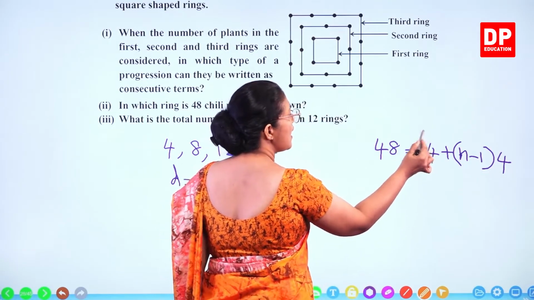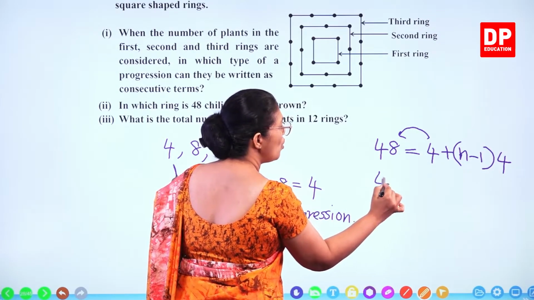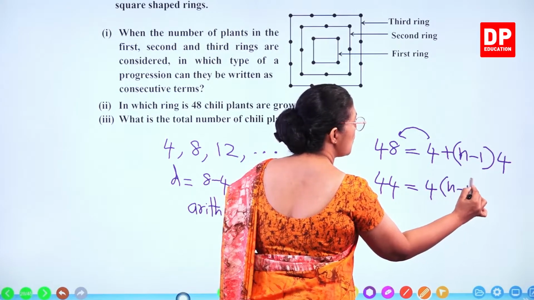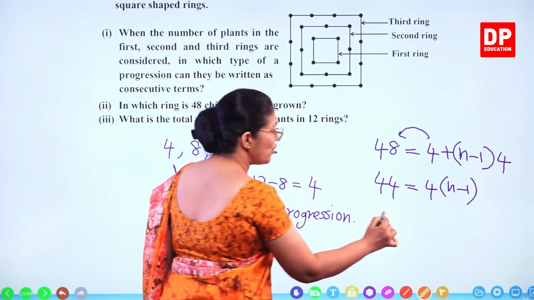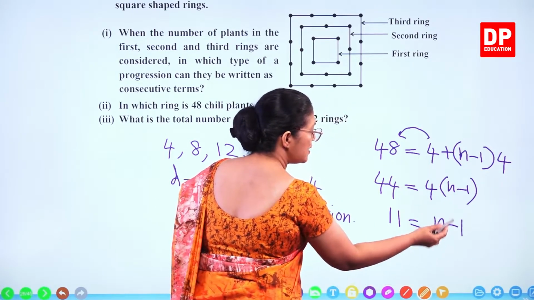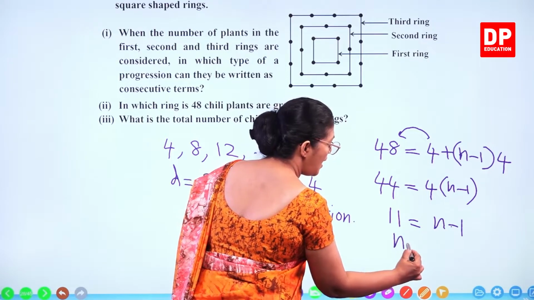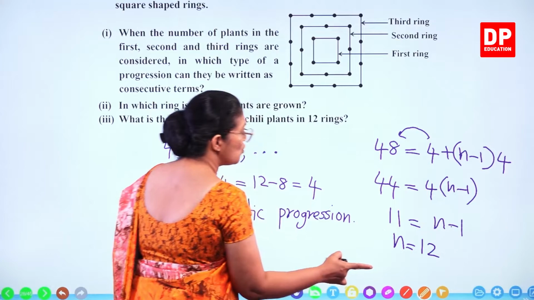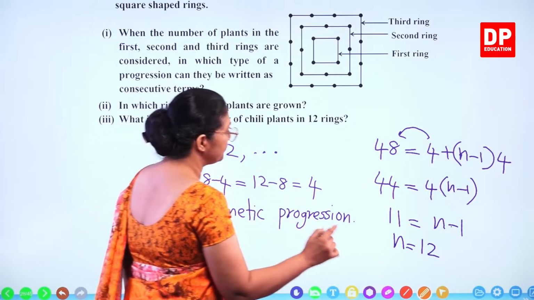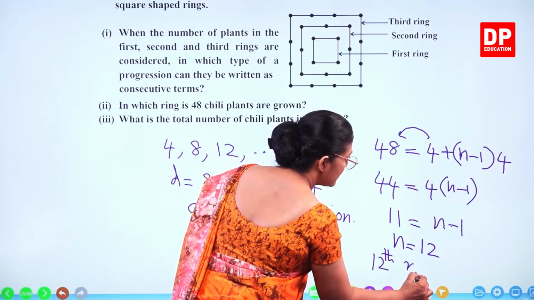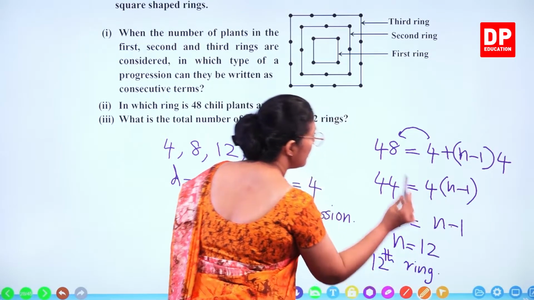Take 4 to this side. 48 minus 4, you get 44, equals 4 times n minus 1. Divide both sides by 4. You get 11 is equal to n minus 1. Then take minus 1 to this side. n becomes 11 plus 1. That's 12. So the 12th ring. The 12th ring is this one.